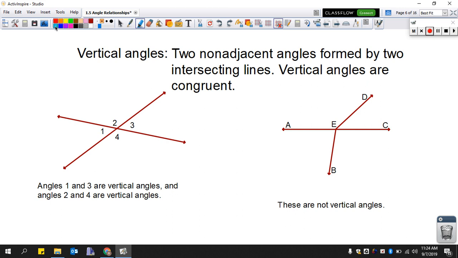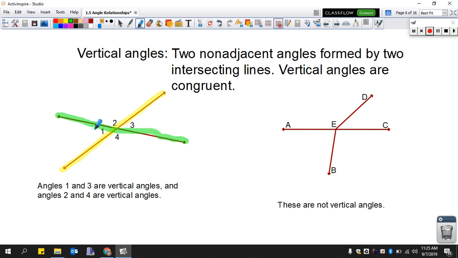In other words, we have this line here, and we have this line here that cross. And when they cross, they're going to form four angles: 1, 2, 3, and 4, right here. Well, the angles that are across from each other are what we call the vertical angles.